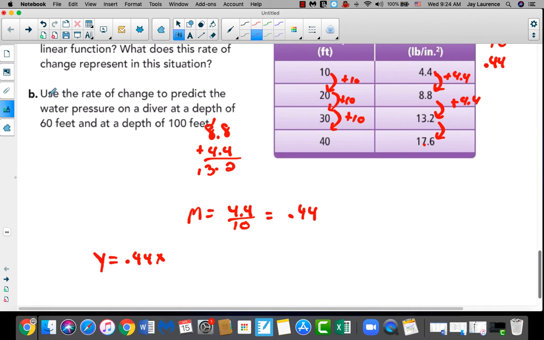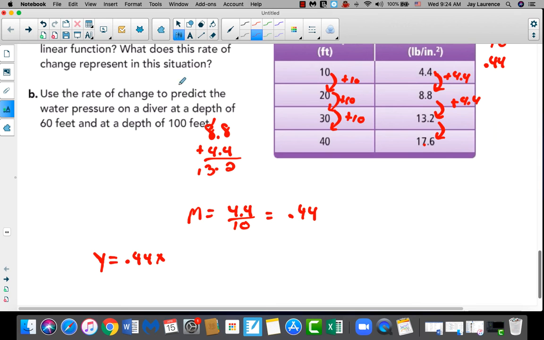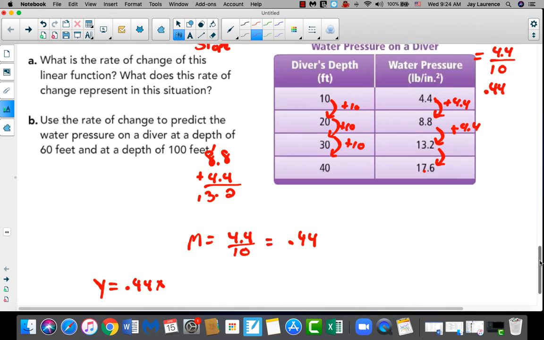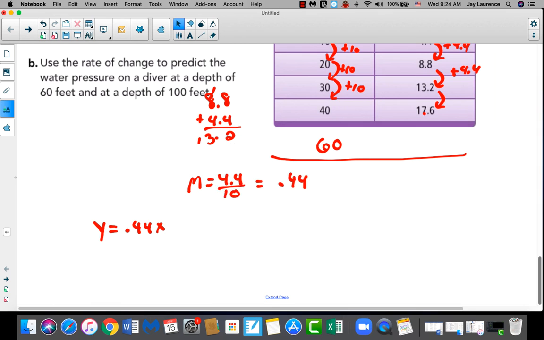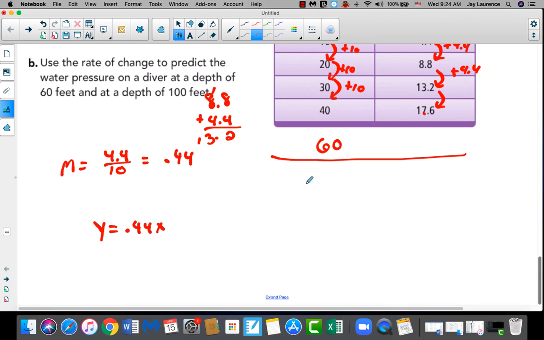And they want me to do this part here: use the rate of change, the slope, to predict the water pressure on a diver at a depth of 60 feet, and then again at a depth of 100 feet. Okay, so it's like I'm continuing the input-output table. So I'm going to have 60 feet on here. I'm going to slide this work out of my way. There we go. So 60 feet, and then again at 100 feet. Okay, so the feet is my input. So the first thing I'll do is y equals this number times 60.